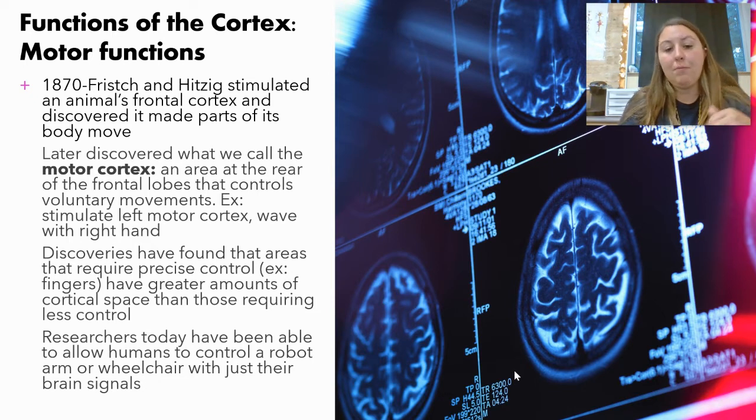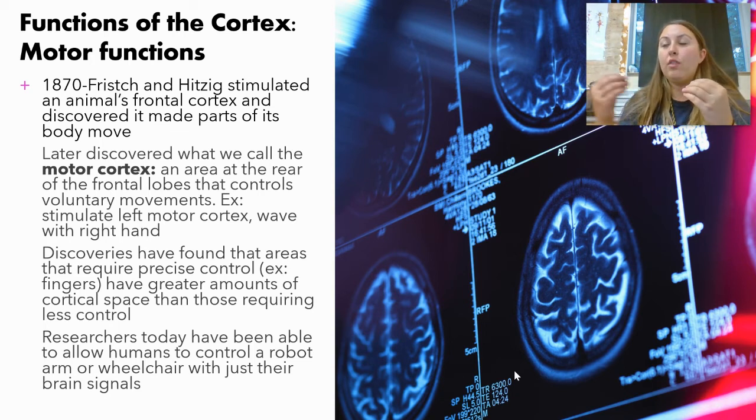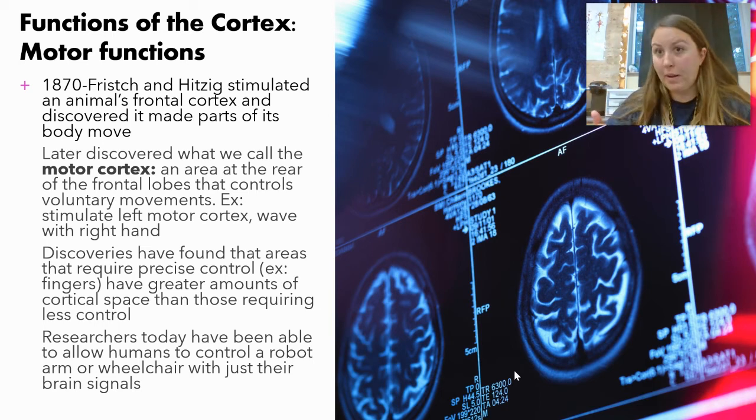Now, really cool, researchers today have been able to allow humans to control a robot arm or wheelchair with just their brain signals. Basically, they attach an electrode in the motor cortex and then attach that through electrical signals to a robotic arm. And so a person can think, I'm going to raise my arm. And if they're paralyzed and they don't have that ability, it can cause the robotic arm to do the action that they want just by thinking it.